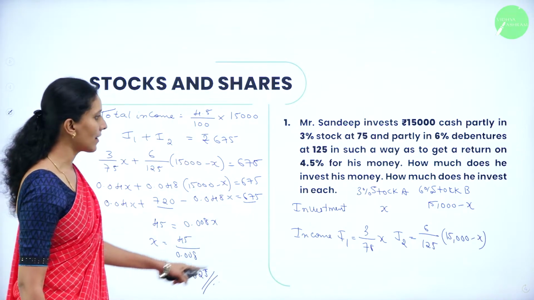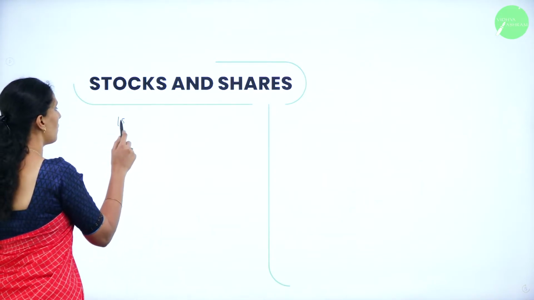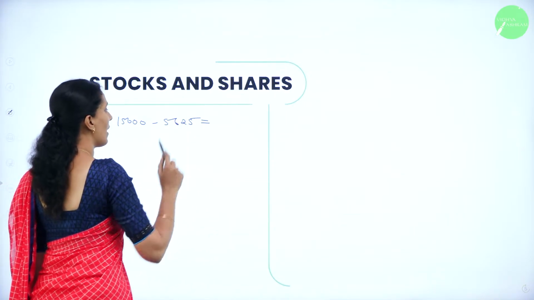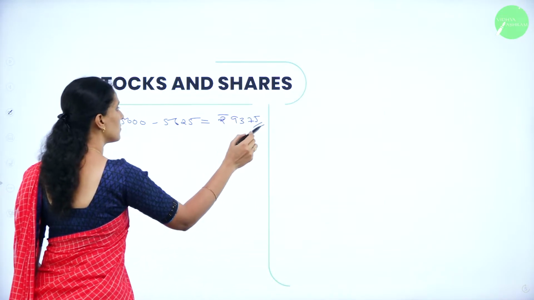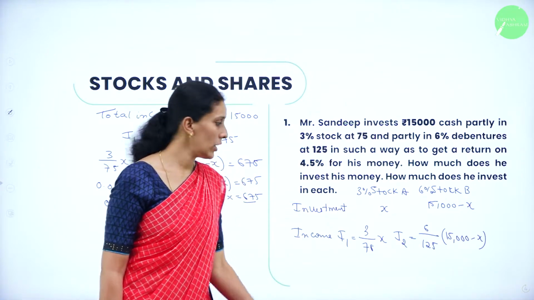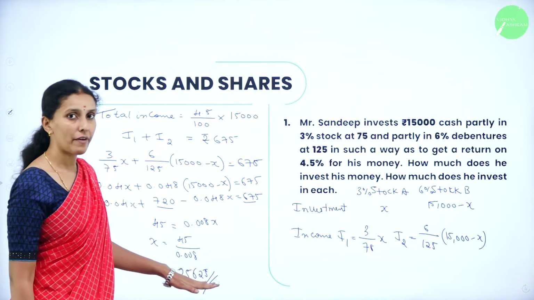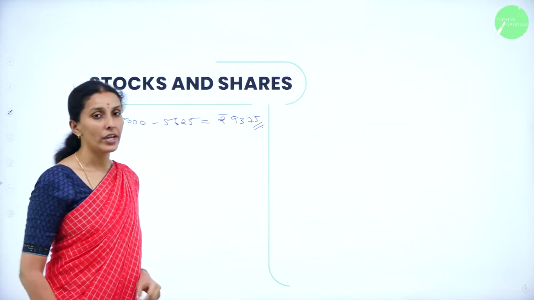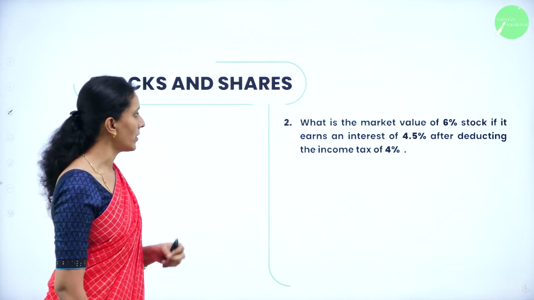So now let's calculate on stock B. It is 15,000 minus x. So that is 15,000 minus 5,625. You will get the value, so rupees 9,375. So lastly, they have asked how much did he invest on each. So therefore, he invests 5,625 for 3% stock and rupees 9,375 for 6% stock.